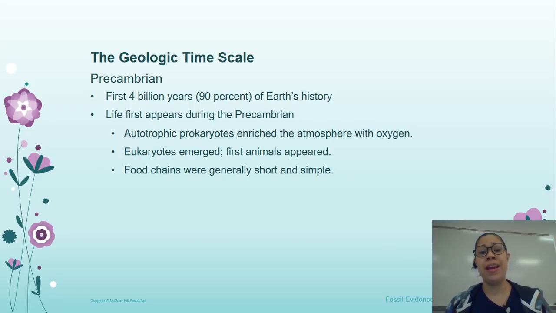The Precambrian, that's going to be the first one. It's the first 4 billion years of Earth's history. We're going to have our first life forms come about. We're going to get our atmosphere with oxygen. We'll talk about that one in our next lesson. We're going to have the first appearance of prokaryotes, eukaryotes, and small animals. It's going to be very, very rudimentary, everything.